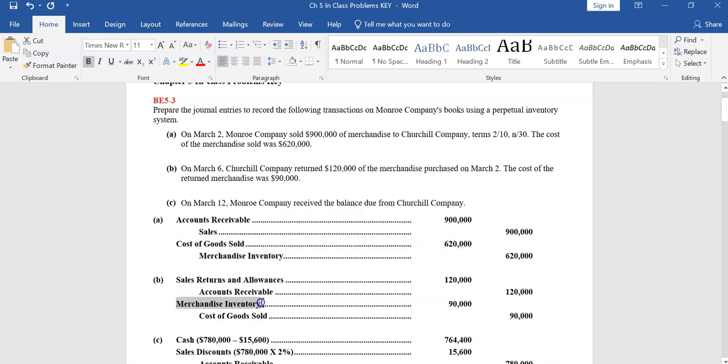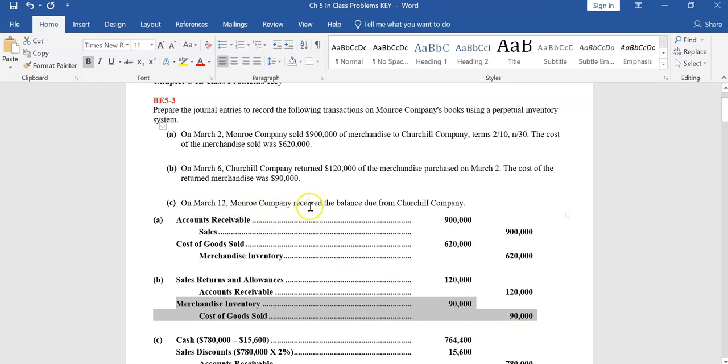So we will increase inventory again. The asset account is increased with a debit for the cost of the inventory that was returned. We need to decrease our expense. This is one of the few times we actually decrease an expense account, and that is because we no longer have that expense. That inventory came back.